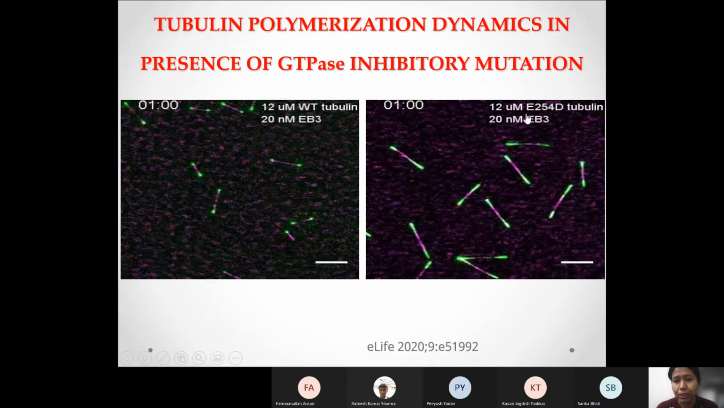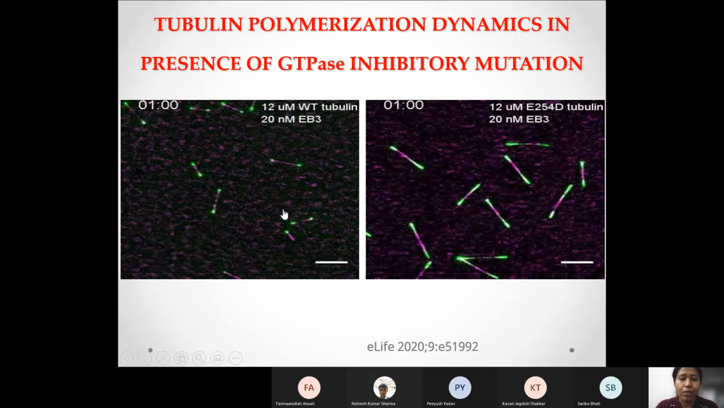So you can appreciate this mutation that is occurring in the alpha subunit and is inhibiting the GTP hydrolysis in the beta subunit. So essentially what it is doing is that it is locking the beta subunit in a GTP bound conformation throughout, which means that you have a very extended GTP cap, right?